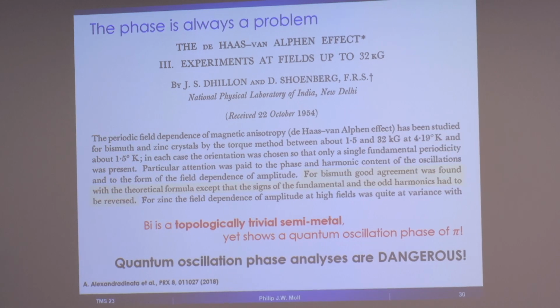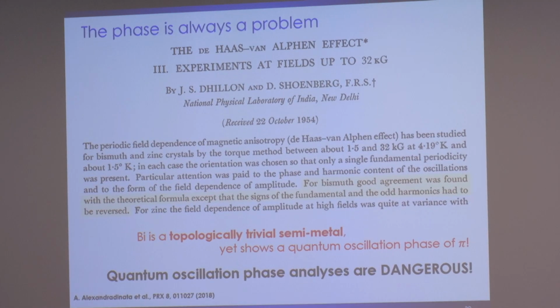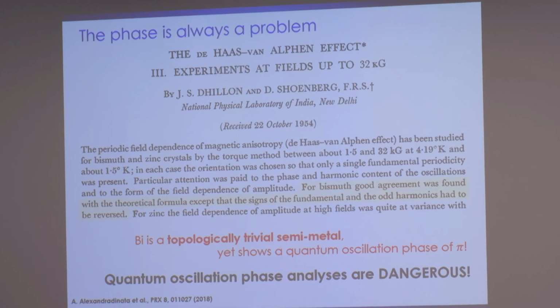Okay, I realize because of time this is very short. I just wanted to mention, because the main message here is phases are tricky. I want to point you to one of the first papers in quantum oscillations, by Dillon and Schoenberg, and it was measured in bismuth. Bismuth was the first material where quantum oscillations were found. And what they wrote is that, okay, we now have this new theory by Landau, it works fantastic, we understand this. But they also write, for bismuth, good agreement was found with the theoretical formula, except that the signs of the fundamental and the odd harmonics had to be reversed.